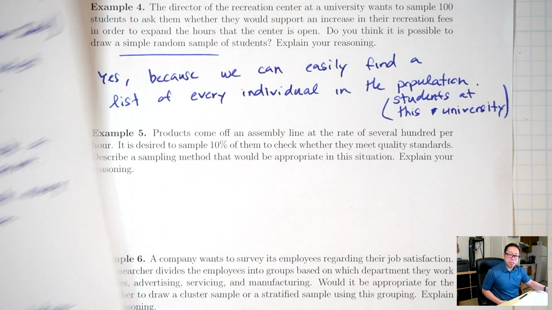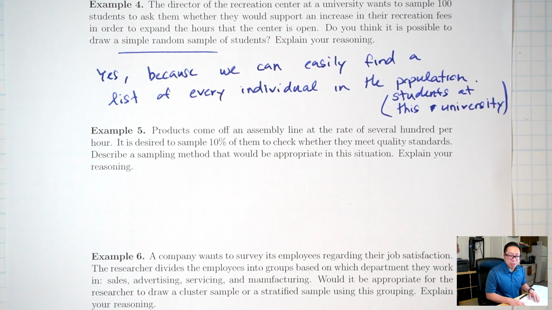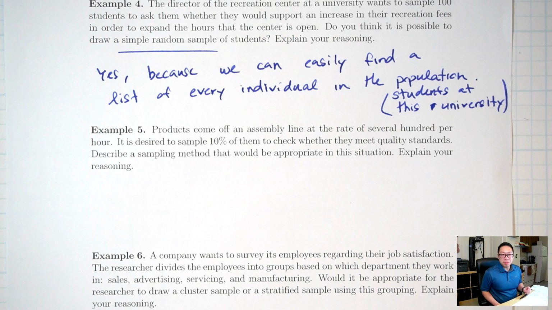So what I would probably do in this situation is pick a starting point and then check every 10th one or every 20th one. And so that would describe a systematic sample.